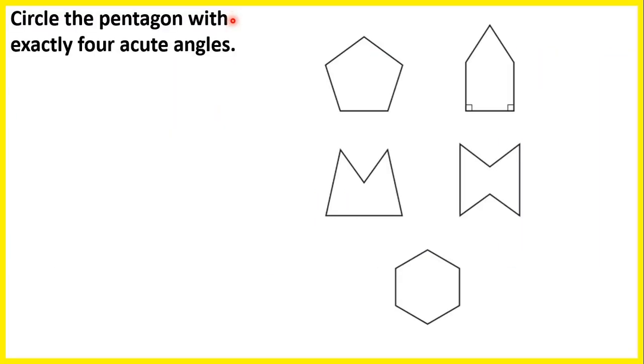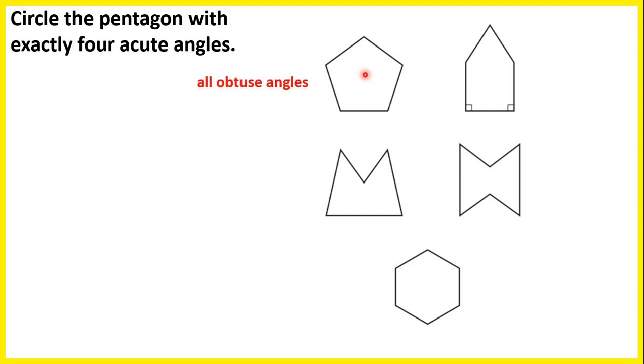Circle the pentagon with exactly 4 acute angles. So here we need to remember that a pentagon is a shape with 5 sides, and an acute angle is less than a right angle. So a right angle is the same size as the corner of a piece of paper or the corner of this screen, and an acute angle is smaller than a right angle.